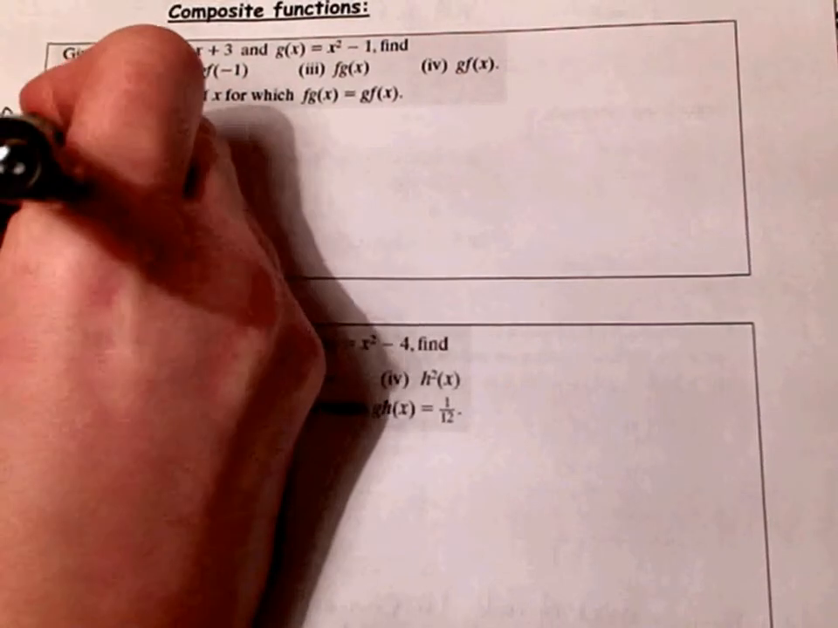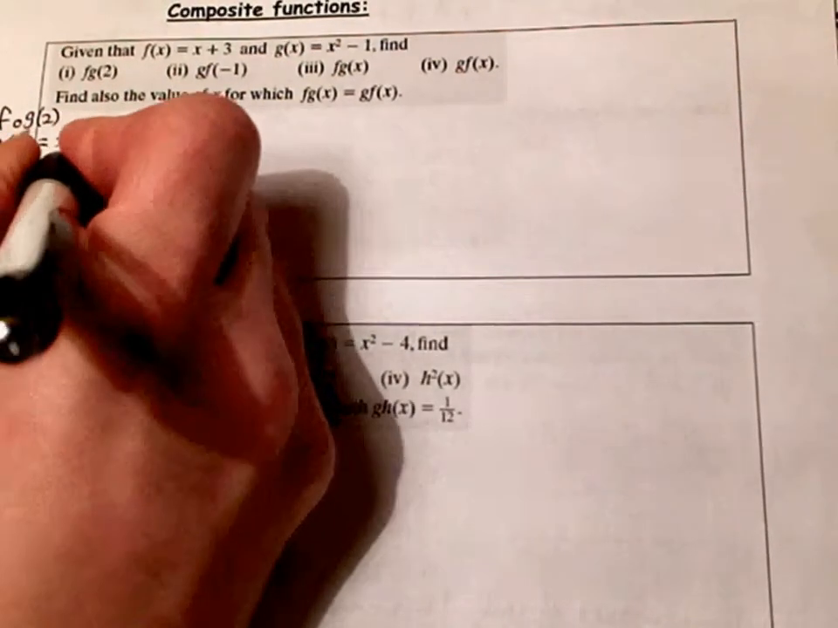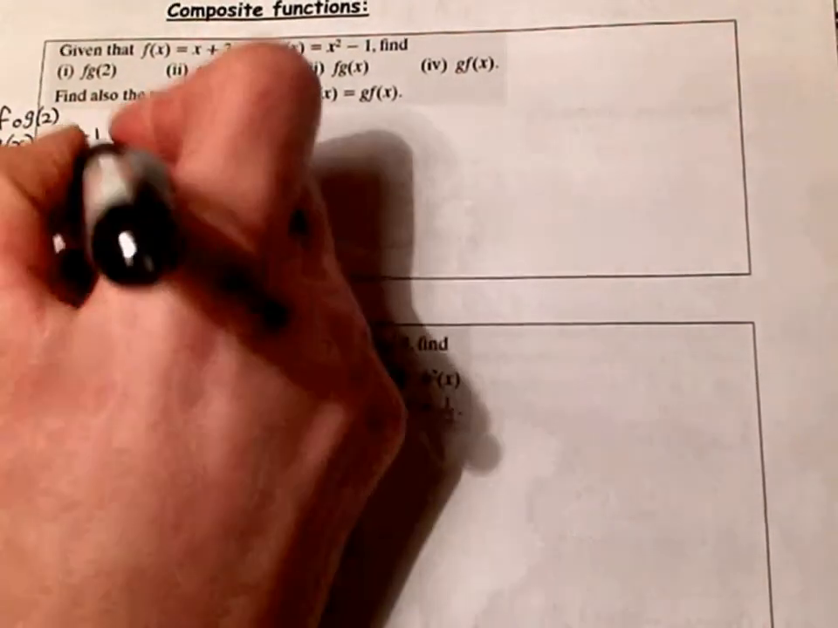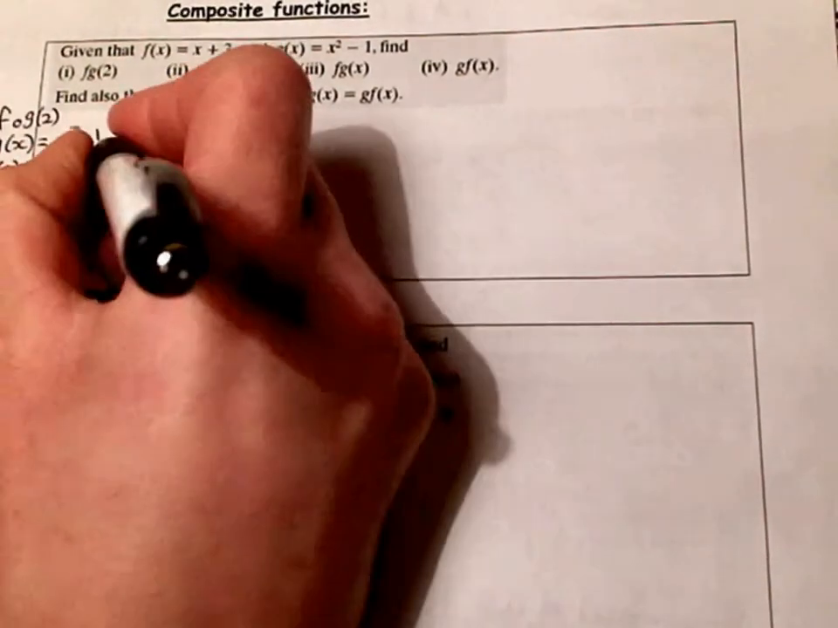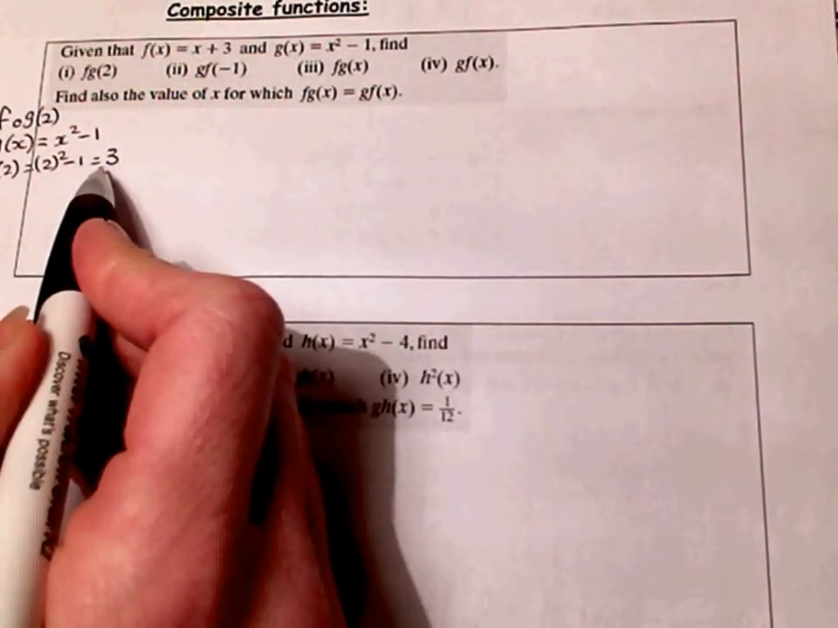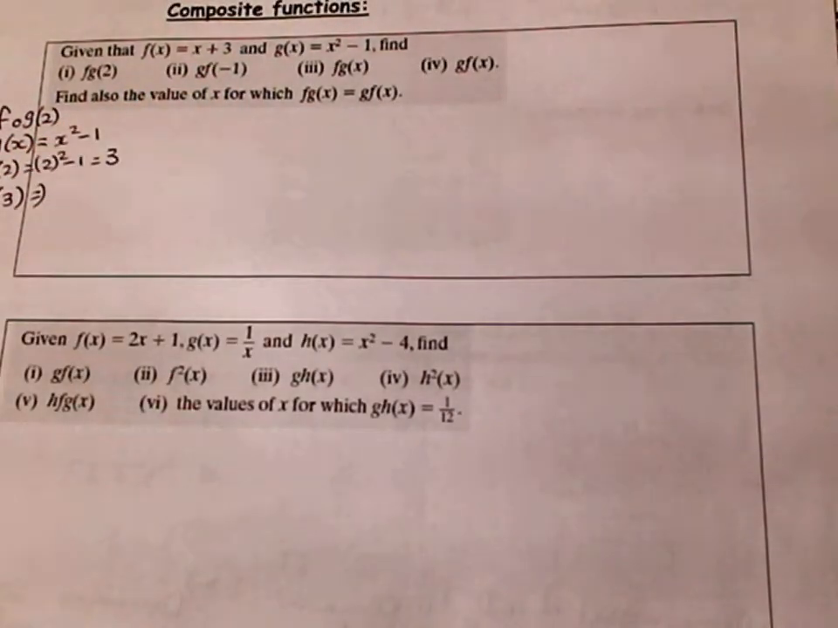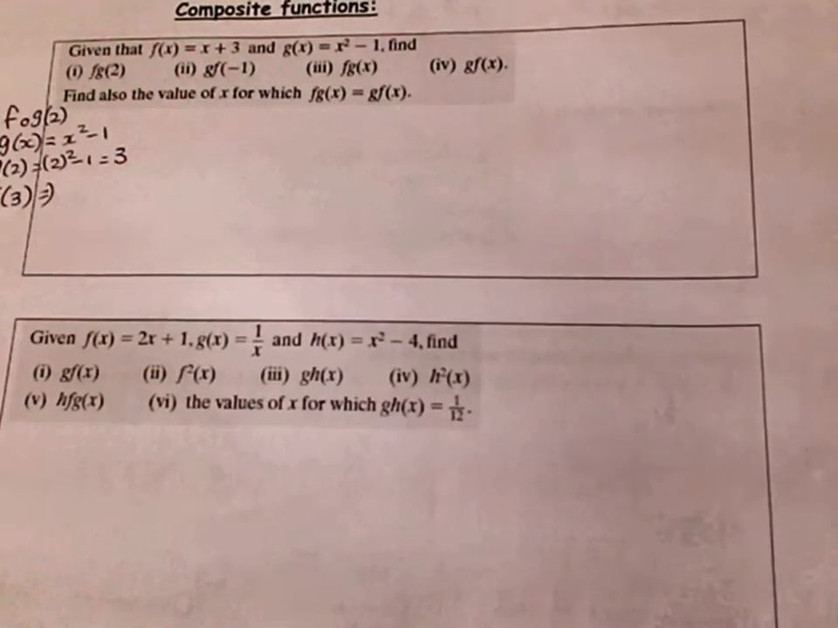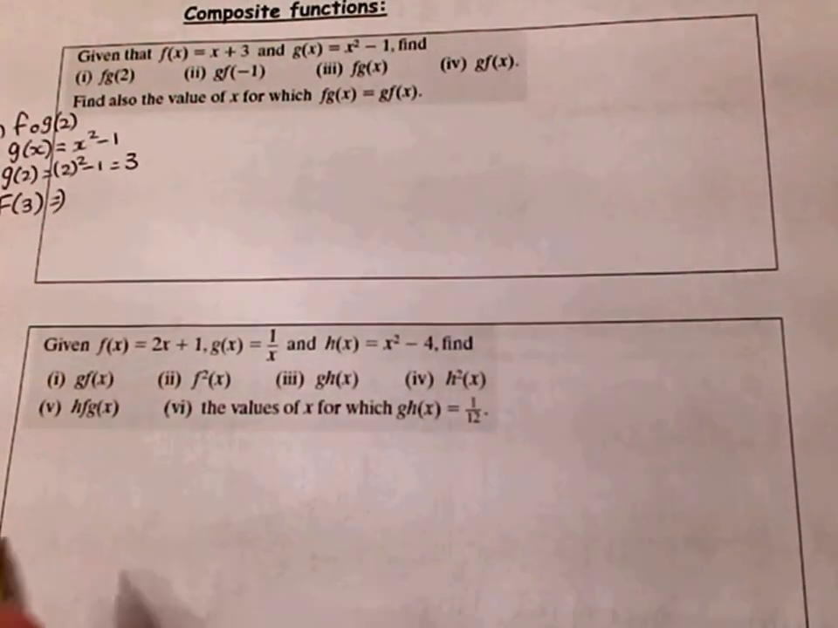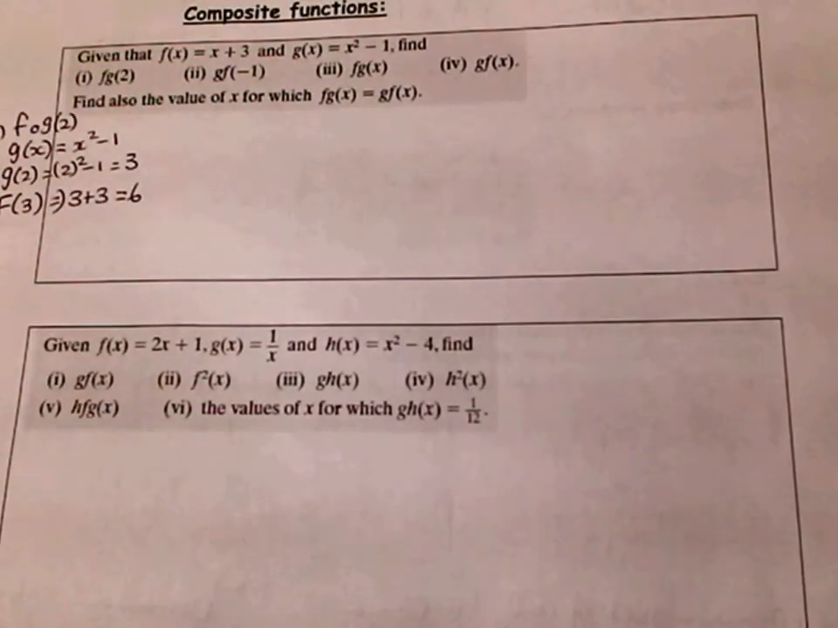You take your g of x, which is x squared minus 1, and you find g of 2, which is 2 squared minus 1. 2 twos are 4, take away 1, which is 3. Then you have to find f of the result, which is 3. So it's f of 3 you're looking for. You take your f of x function, which is x plus 3, and everywhere you see x, you put in 3. So it's 3 plus 3, and the answer to that is 6.